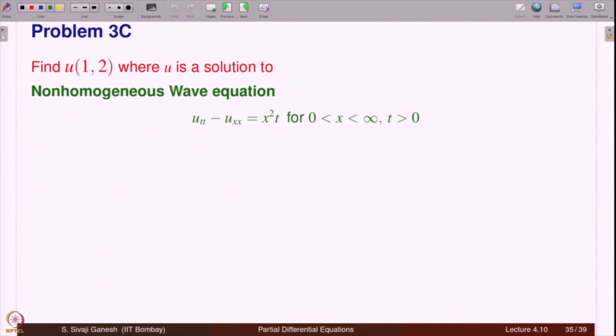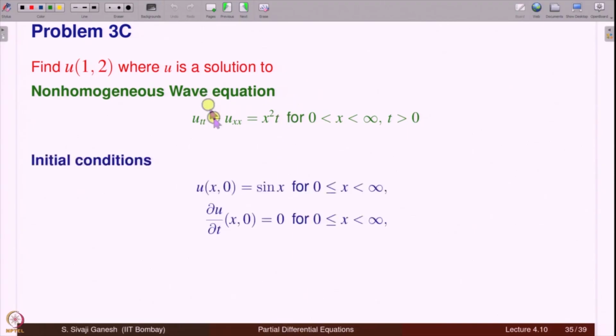We have done this. Let us look at problem 3C. Here we need to find u of (1, 2) for the same non-homogeneous equation, but there is Cauchy data here now, sin x. The other one is 0, the initial velocity, with a Dirichlet boundary condition.